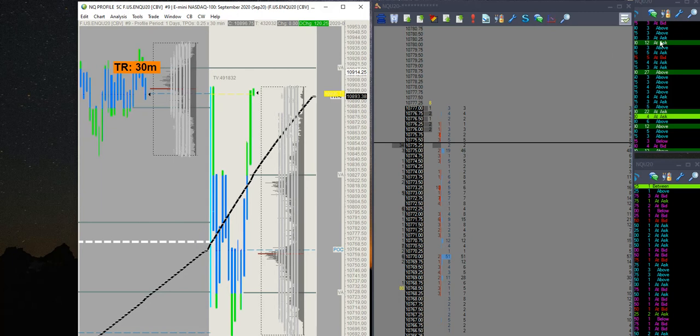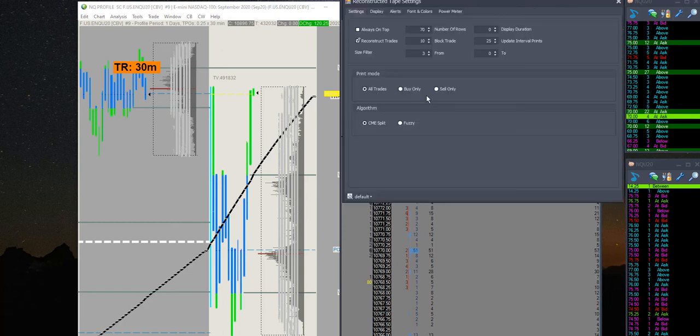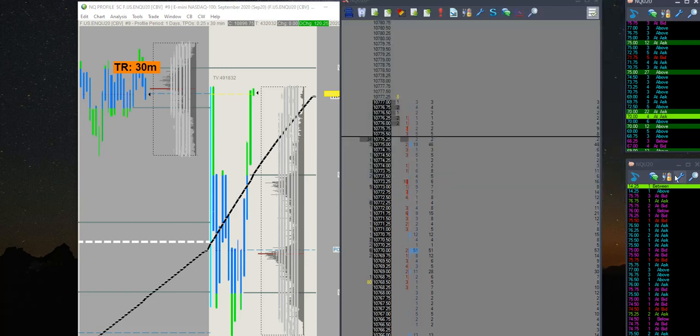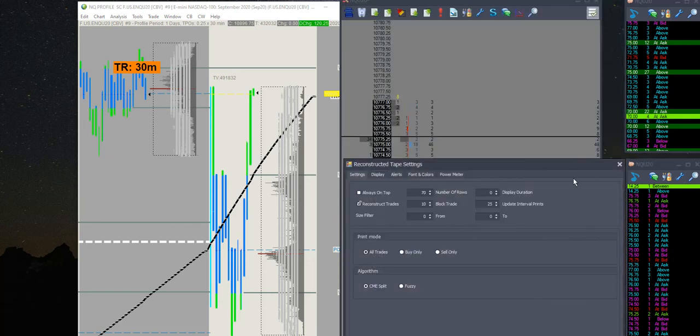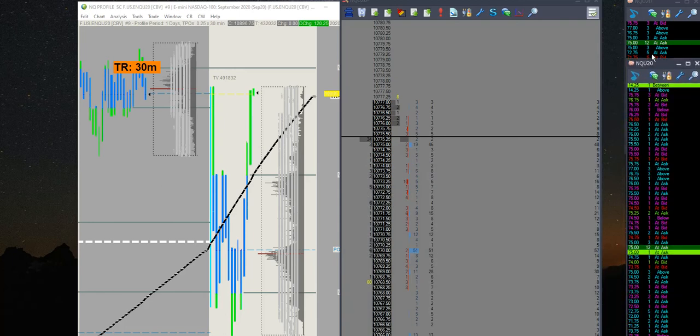This is the tape here on the right. I like to use the tape here on Enqueue. My settings are not complicated. It's basically 3 and above, and I just like to have Enqueue blocks more than 10. And this is just a regular Enqueue tape to give me the directional bias.